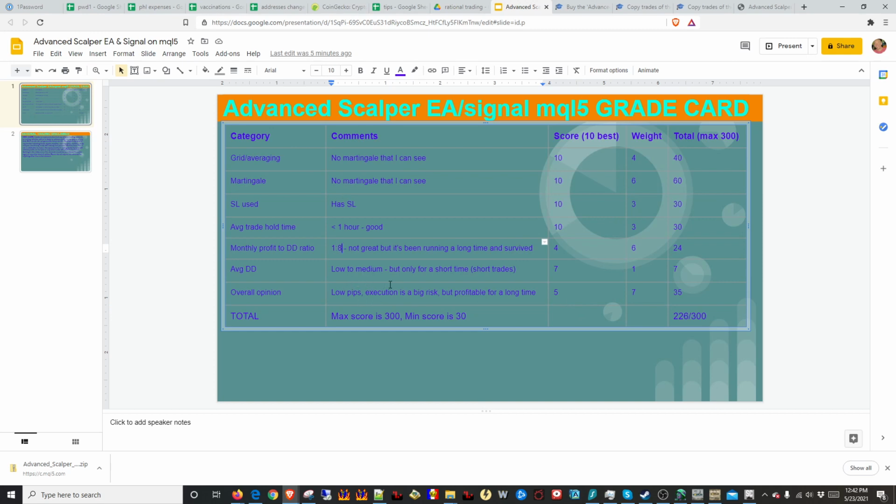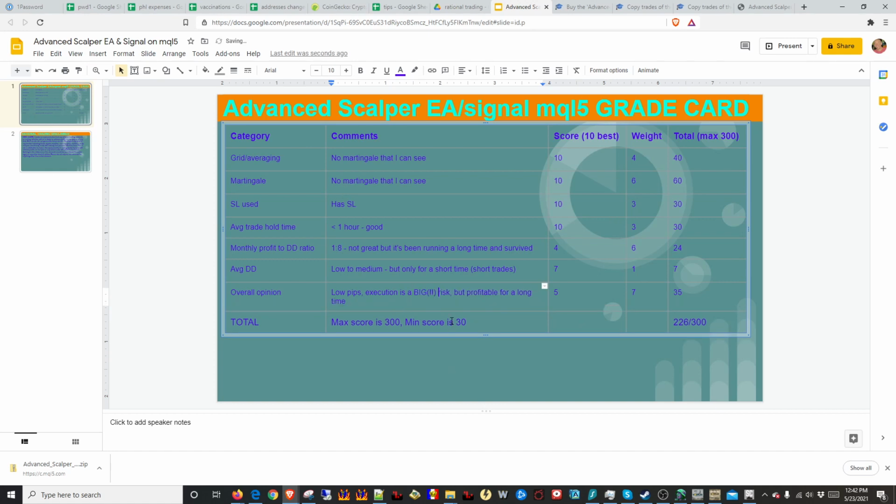This is low pips. Execution is a big risk. I should also put that in capital letters. Big risk. But it's been profitable for a long time. It's been running profitable since 2016. So I gave it a 5 here, which made it a 35, and gave my total score a 226. I would say, guys, I would rate this more in the range of something like Fury in terms of how good it is, maybe even a little below Fury. So I think there's something wrong with my grading card.